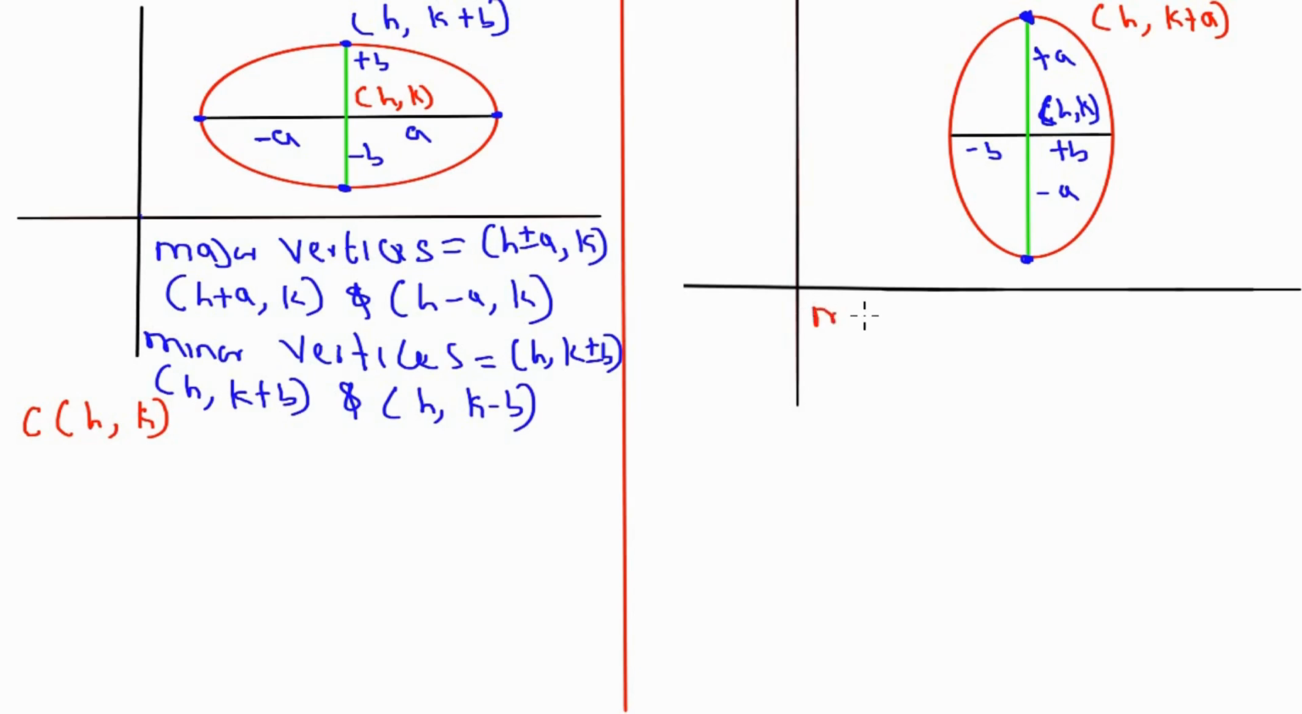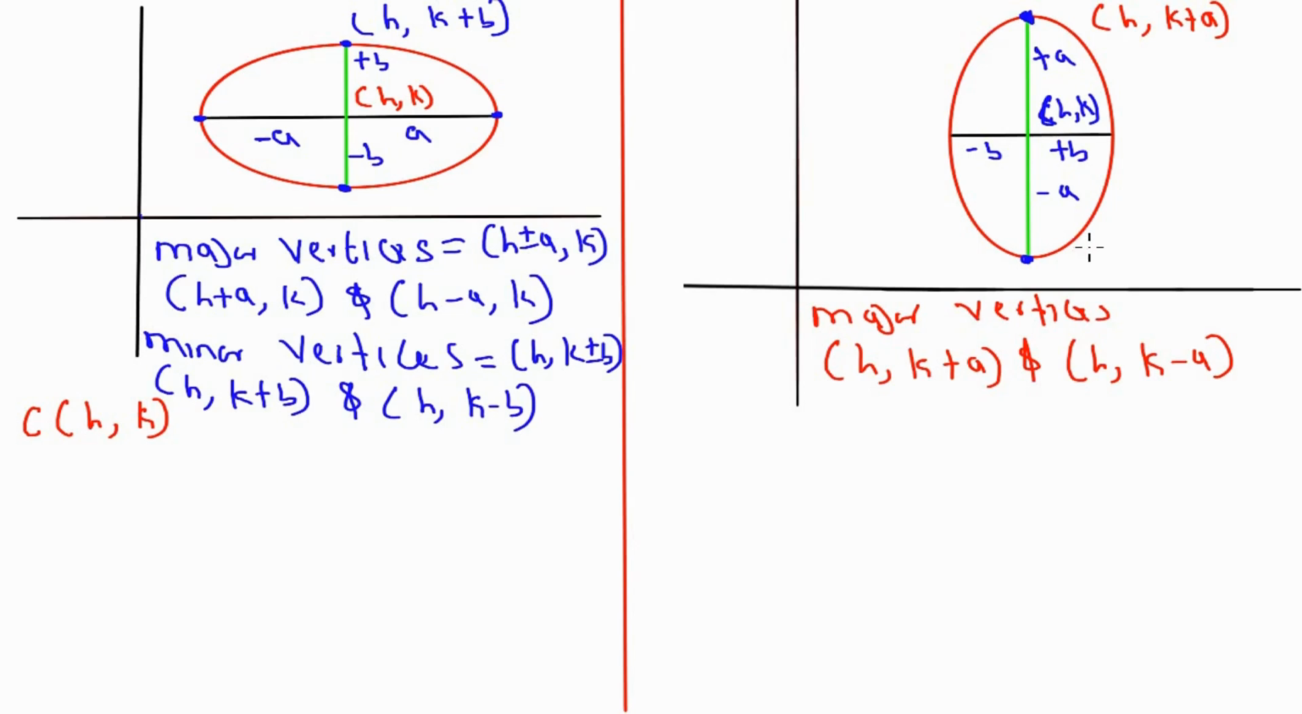Thus, the major vertices for the ellipse that is vertical in orientation: the first one will be h, comma k plus a. Now for the second one, we need from here to here. So what would that be? Simple. That will be h, comma k minus a. Am I communicating? It's comma what? k minus a.